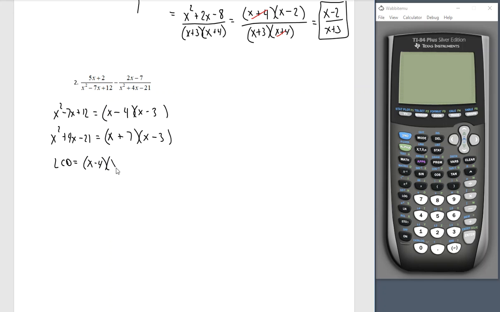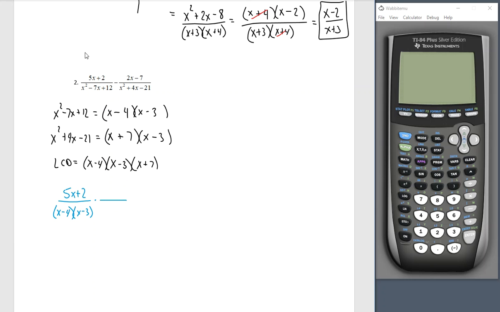x minus 4, x minus 3, x plus 7, x minus 4 happens once, x minus 3 happens once, x plus 7 happens once, x minus 3 happens once. The greatest number of times in any single denominator, they're all once. So let's rewrite our fractions. 5x plus 2 over x minus 4 times x minus 3.